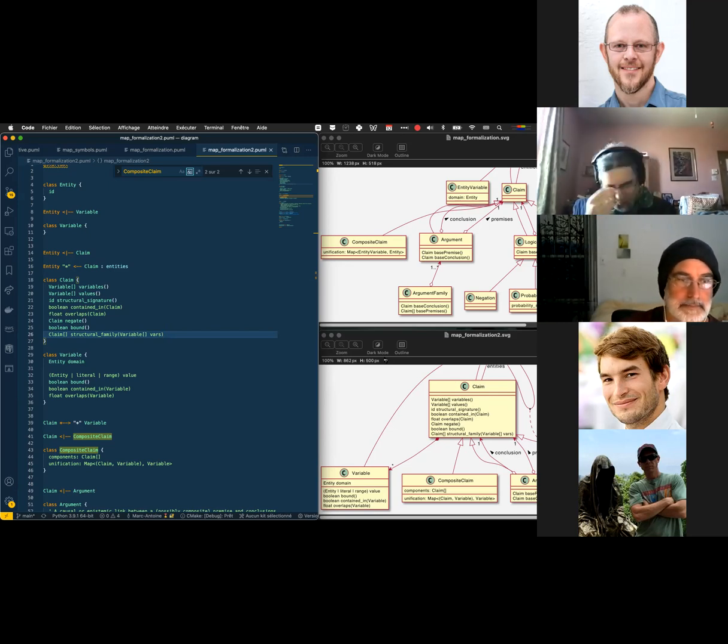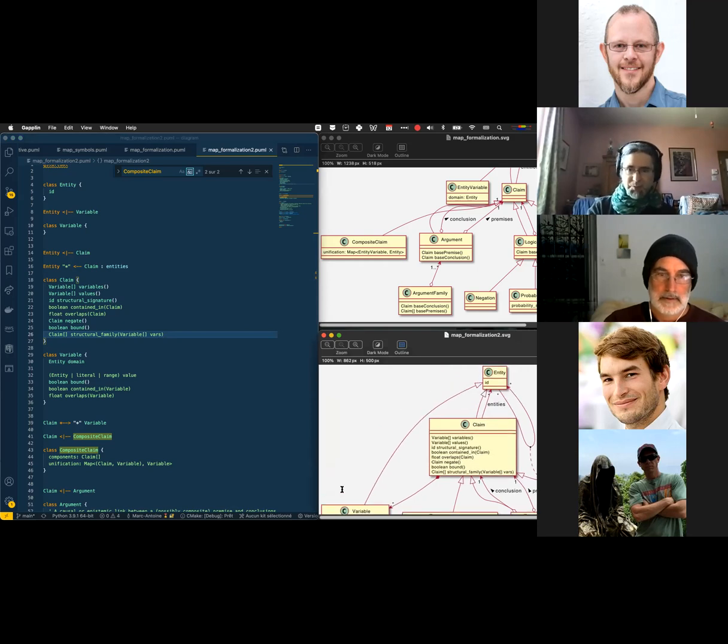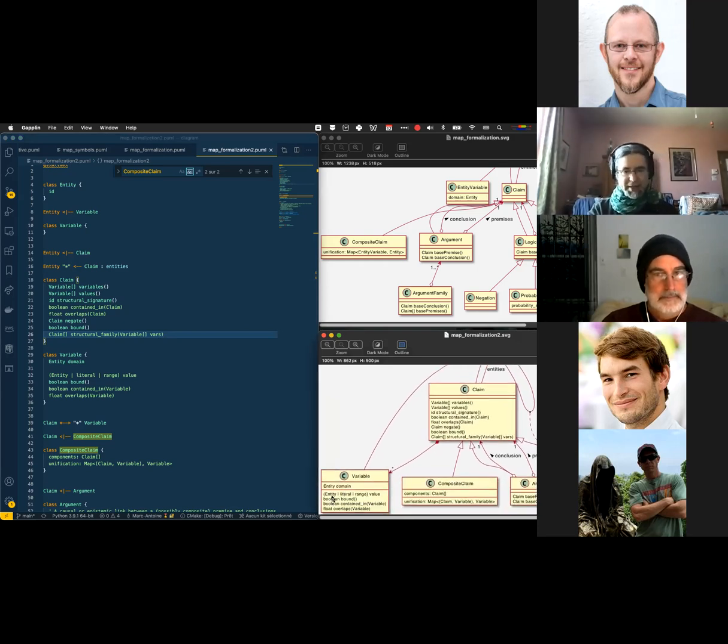You're right, because I tend to always reach for the complex case, and you're right to bring me back to the basic case. Then these are the basic claims, and a lot of this can be modeled, and this is what I'm trying to model here. We have a variable which probably has a domain and has a value which can be an entity, a literal, or a range, and the range could be the whole domain. And it's bound if it's got a single value.